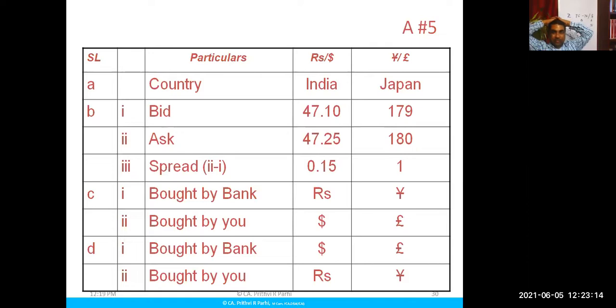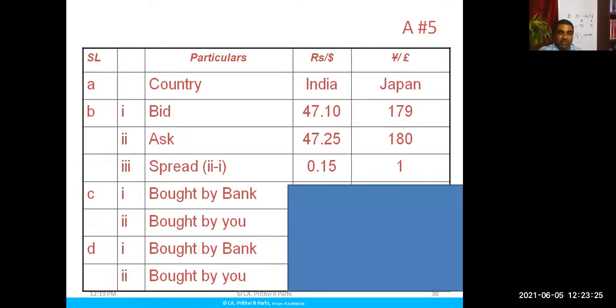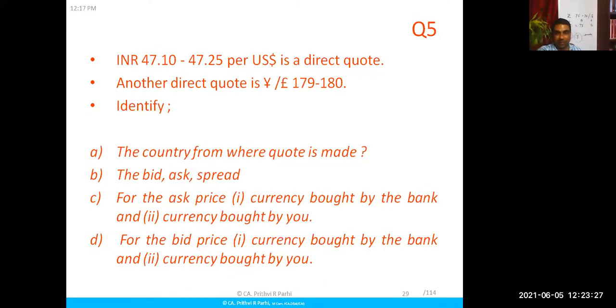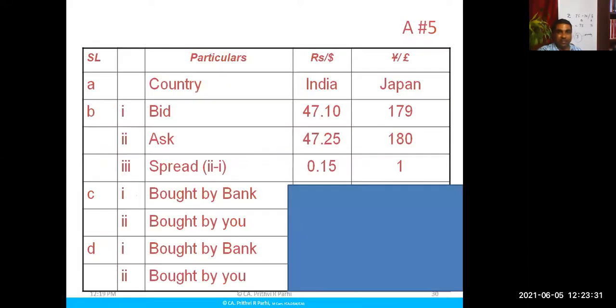So the first quote we have discussed. For the second quote, you can also think this is the answer. This is the question. You can have a look, you can save your screen also, and this is your answer.